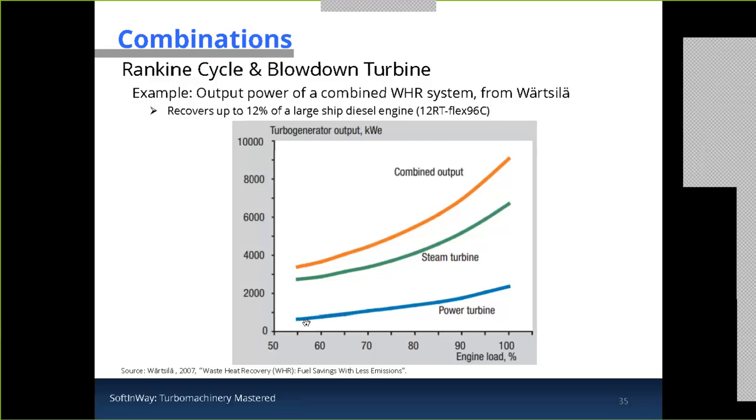Here we can see the breakdown depending on the engine load about how much power is going to be generated by the power turbine here, the steam turbine, and the combined output of the two. So obviously if you use both technologies, the cost is going to go up, but you're also going to get, in certain cases, an increase in efficiency. So depending on what you're interested in terms of efficiency, cost, payback period, and so on, then you would use one technology or the other, or both.